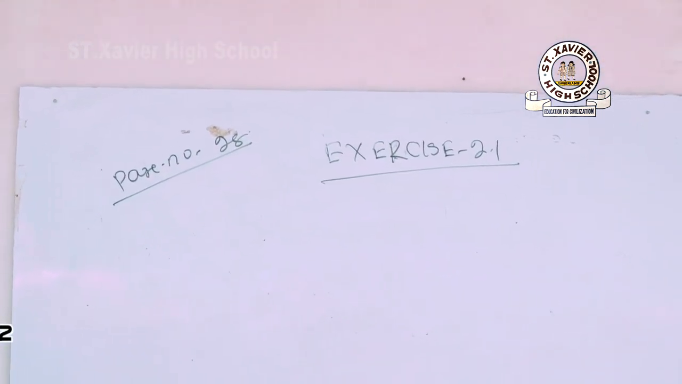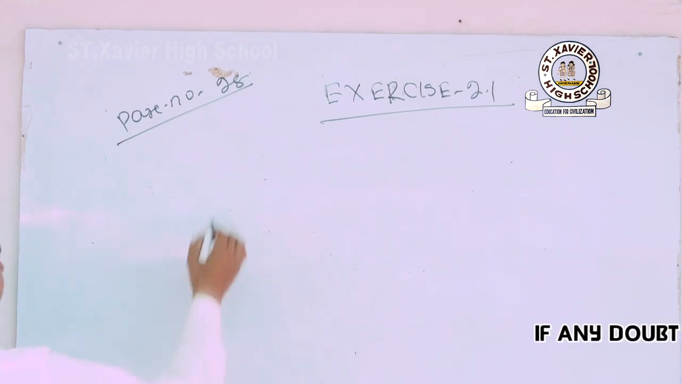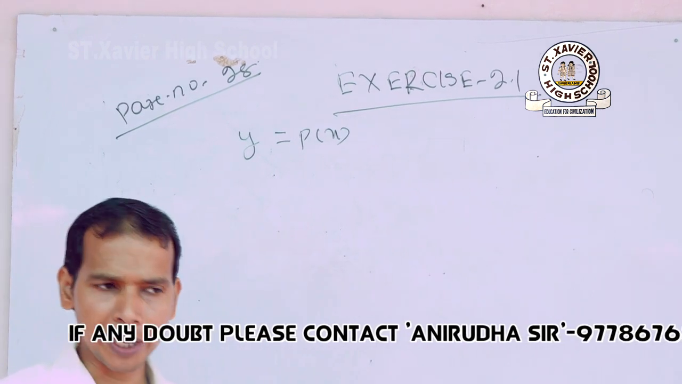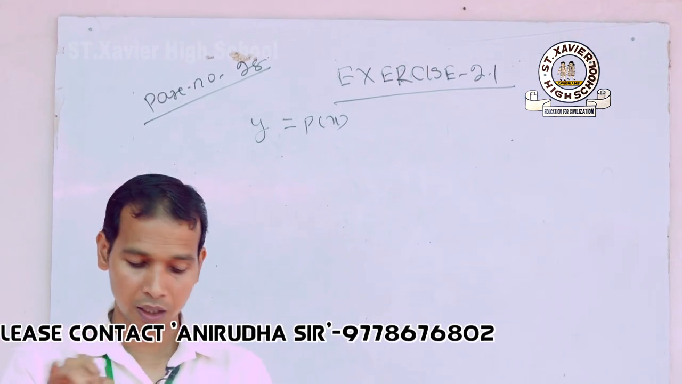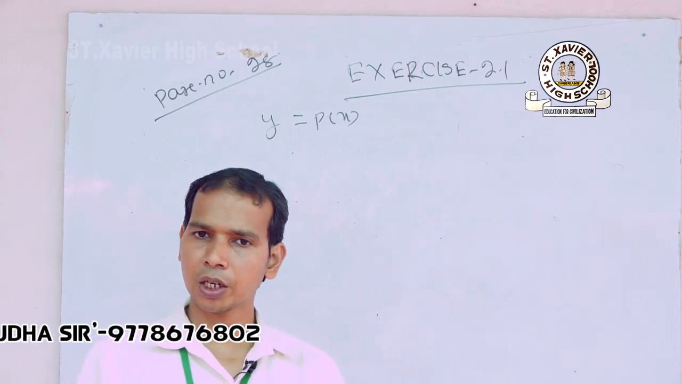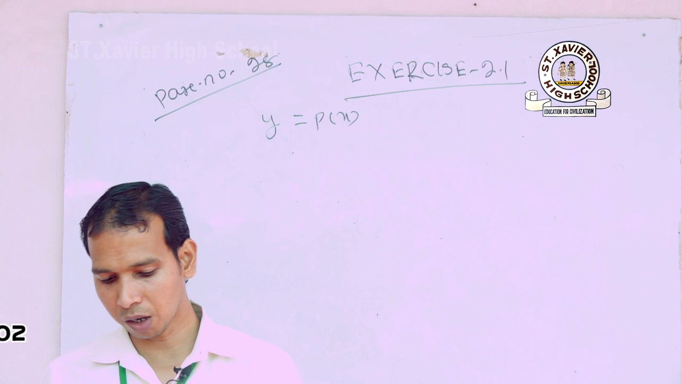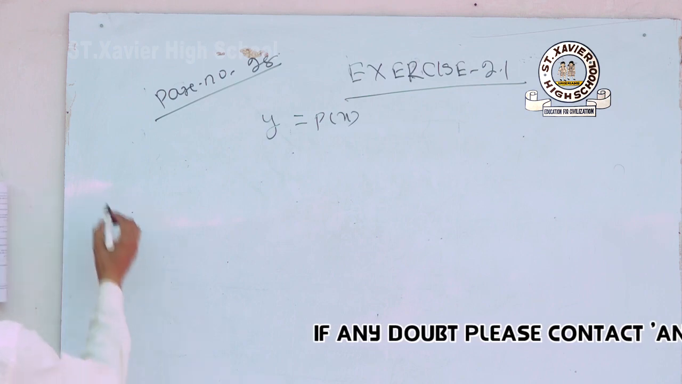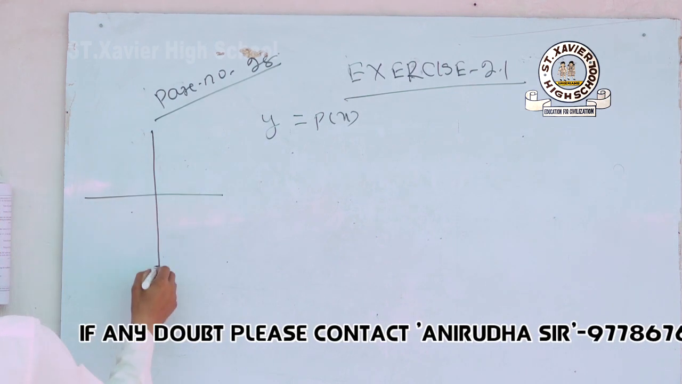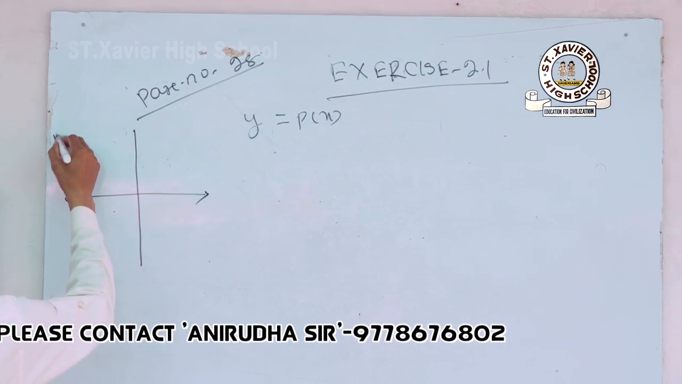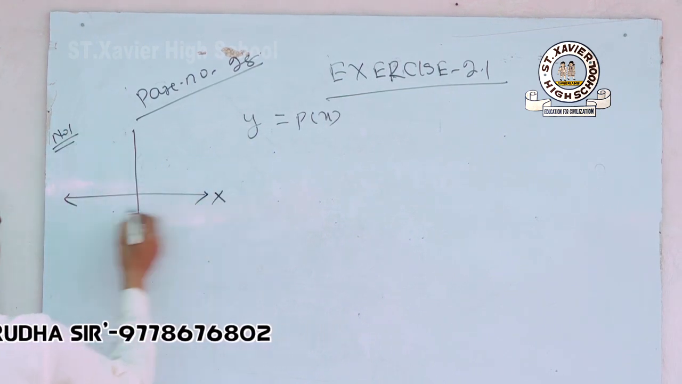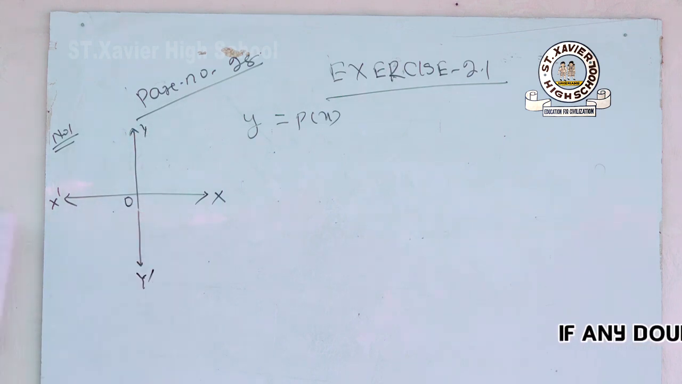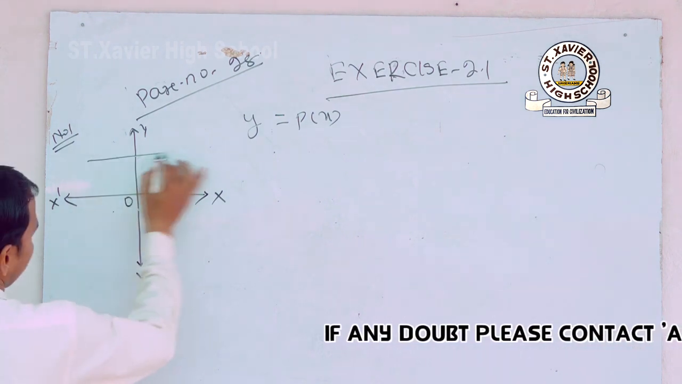Okay, look at the question here. The graph of y equal to p of x are given in the figure below. For some polynomial p of x, we find the number of zeros of p of x in each case. Look, the first graph is of this type: this is x, x dash, this is y dash, this is 0, and this is the graph.